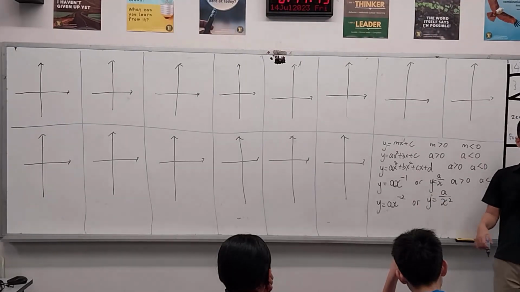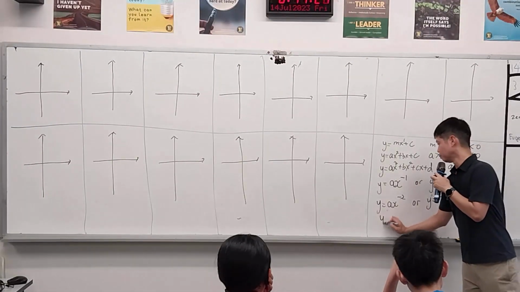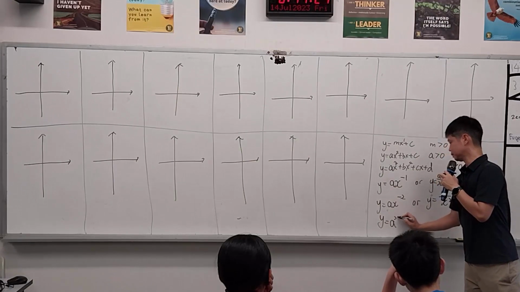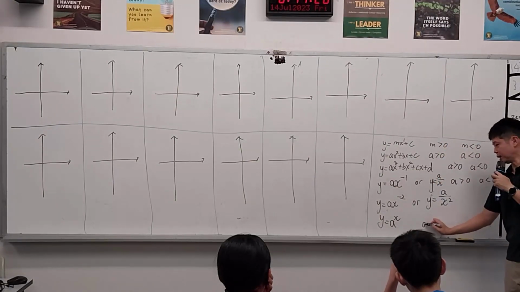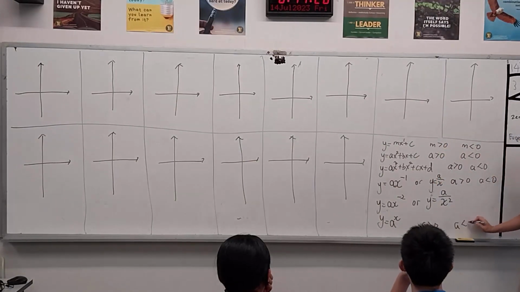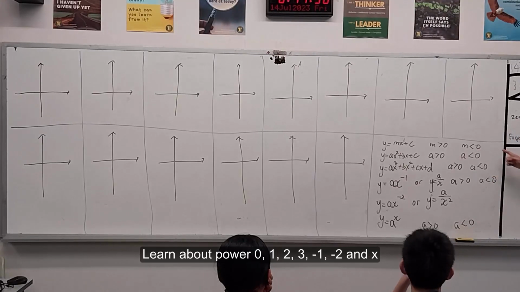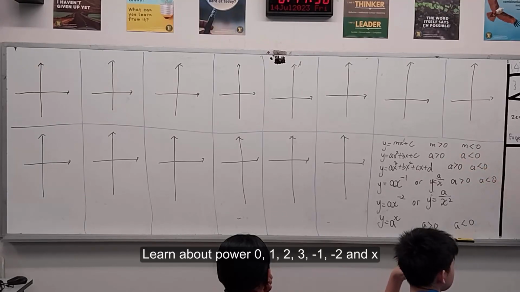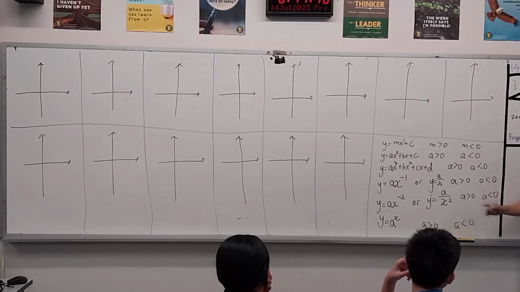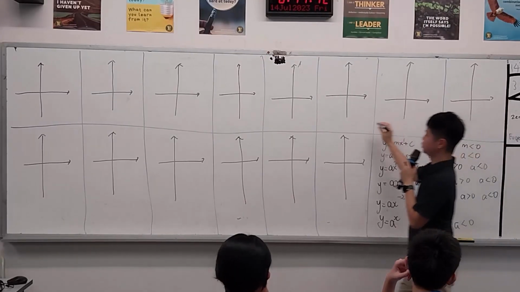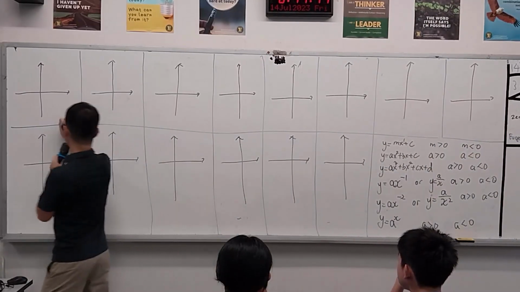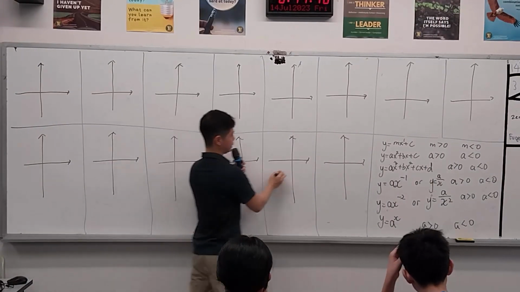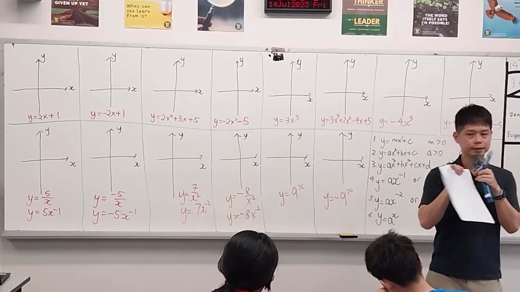Okay, the last one is not negative 3. The last one is actually what we call the exponential function. y equals a power x, where a can be positive, a can be negative. So altogether, I have 1, 2, 3, 4, 5, 6, 7, 8, 9, 10, 11, 12, 13, 14. Just nice. Yeah, let's start.